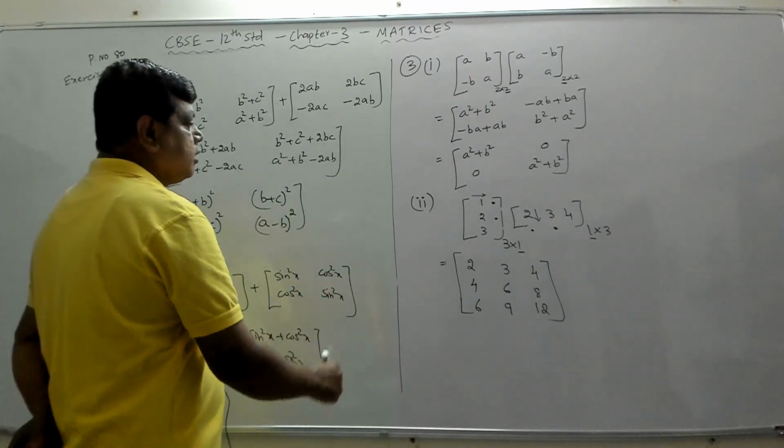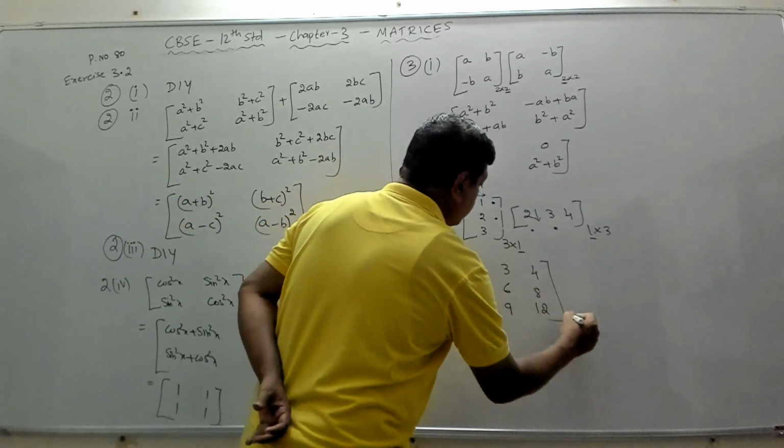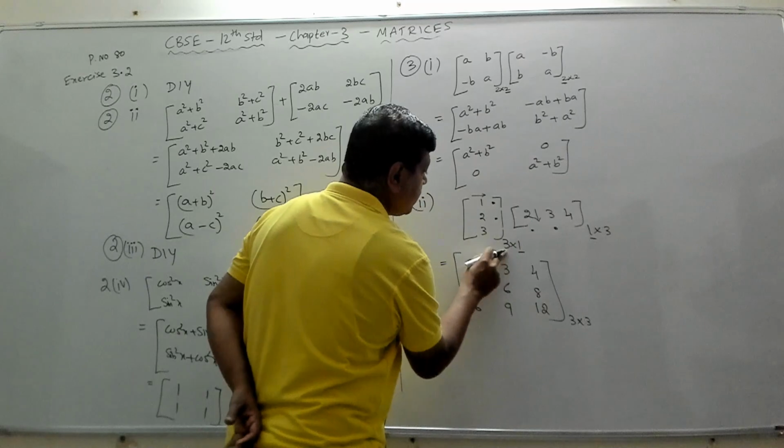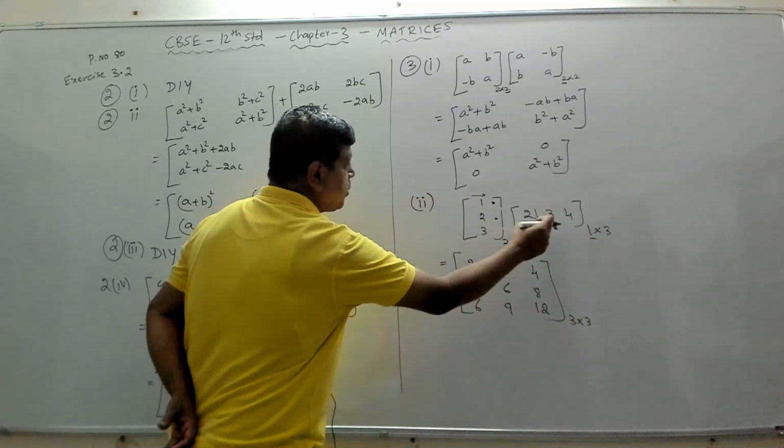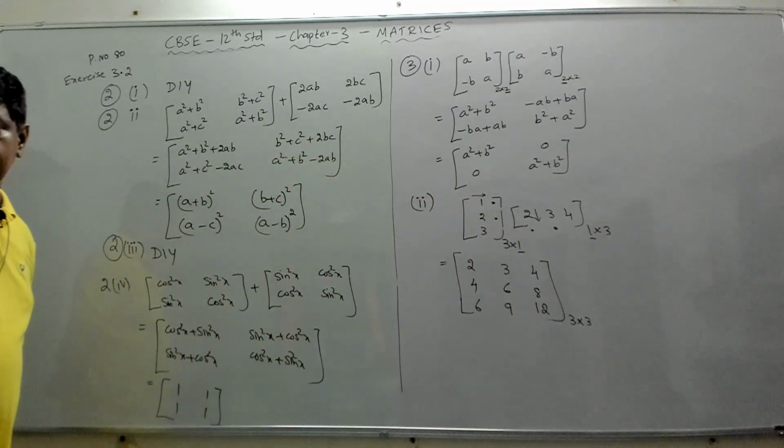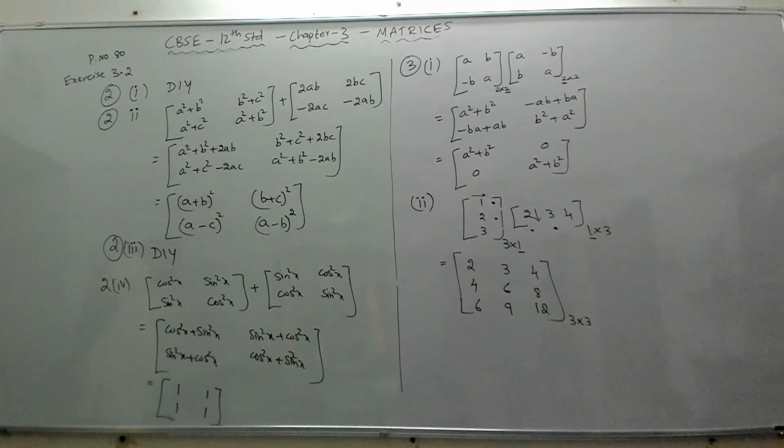So this is the product. Again, the order is what? 3 cross 3. You'll get this 3 cross this 3 when you multiply these two matrices. Clear? So all of you take the notes for this.